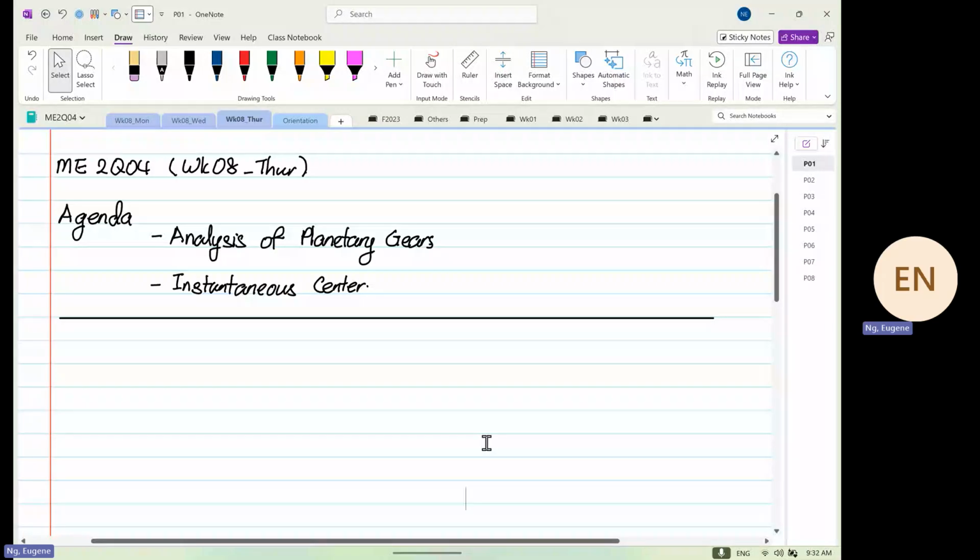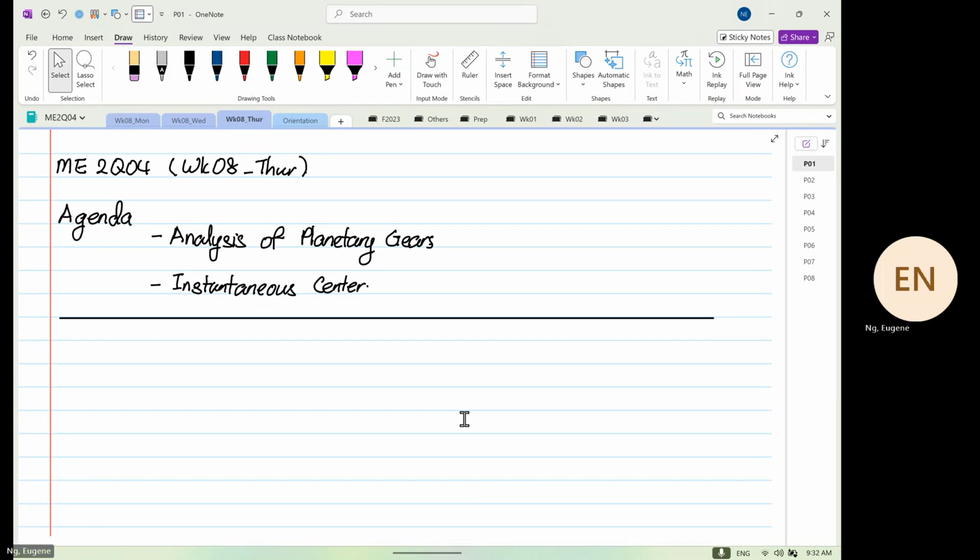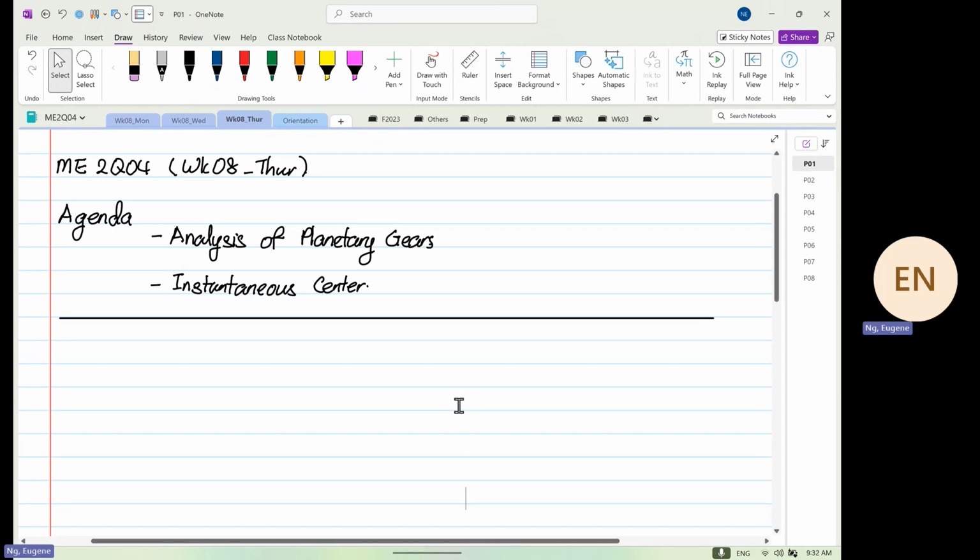Today we're going to do analysis of planetary gears, and we have to finish planetary gears today, and then we are going to go for instantaneous center, still dealing with the topic of velocity.